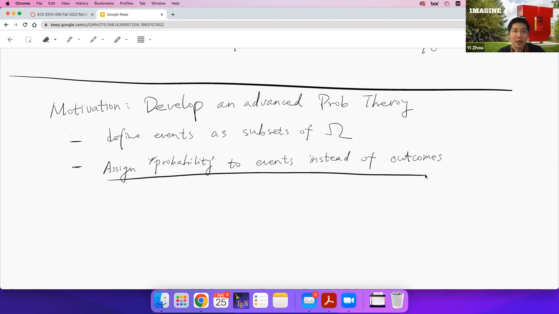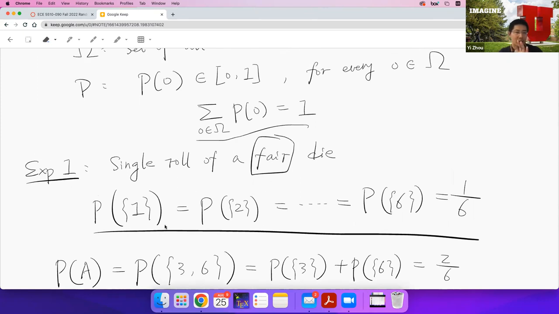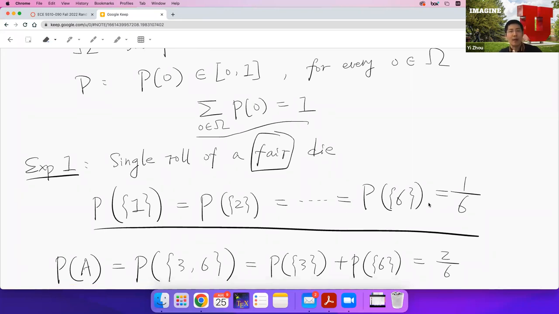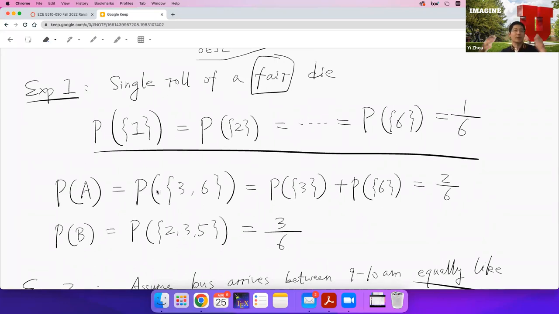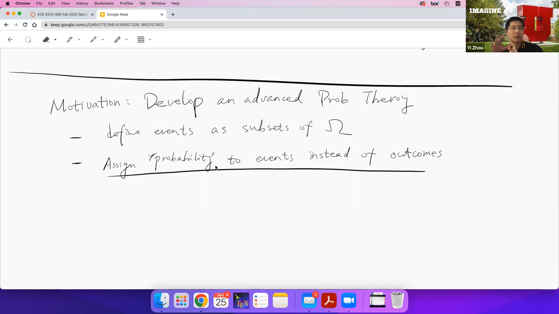Later we will elaborate on this point more clearly. But the thing is that in the traditional theory, we assign probabilities to every single outcome first, and then to calculate the probability of events, we just sum them up, either in a uniform way or in a weighted way, depending on the distribution. But in the modern probability theory, we assign the probabilities to events instead of each single outcome, and that can avoid the technical issues that we mentioned in the continuous experiment.